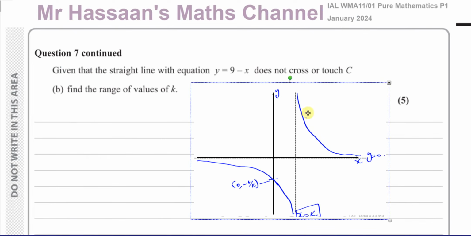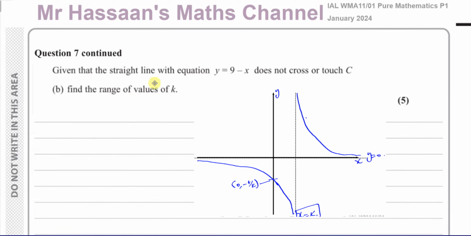Okay, so for part B then, it says, given that the straight line with equation y equals 9 minus x does not cross or touch C, find the range of values of k. Okay, so remember this is y equals 4 over x minus k, and that's the point k there.